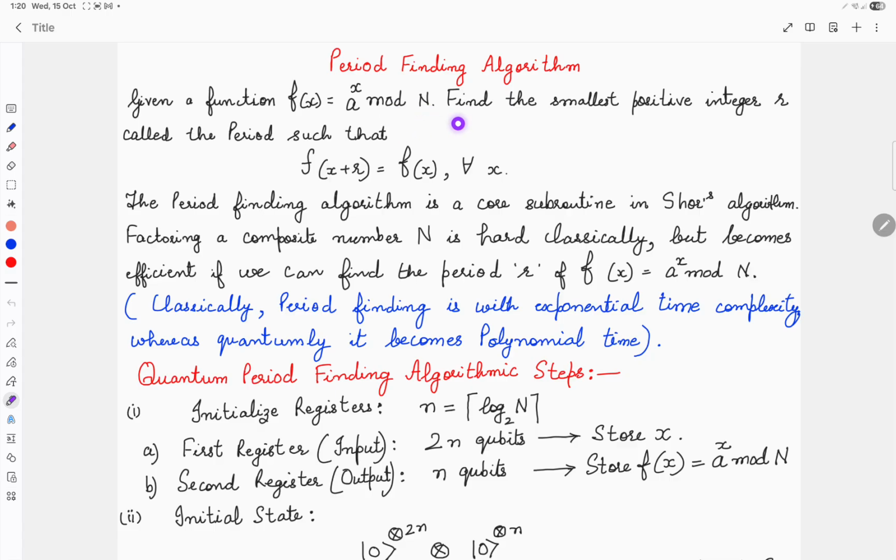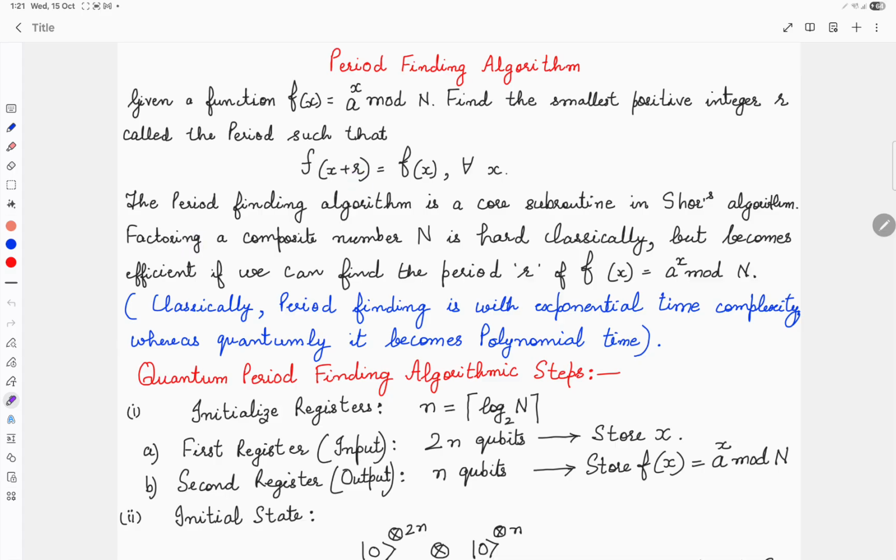So what is the job at hand? We want to find the smallest positive integer r, called the period, such that f(x + r) = f(x) for all x. That means the function f is a periodic function with period r, and we want to find out the period.